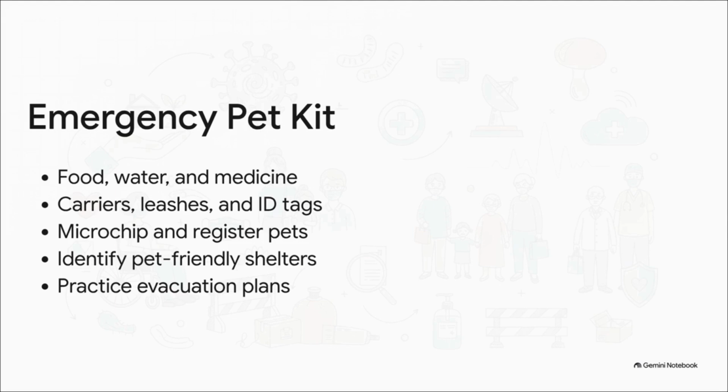Build an emergency kit for your pet. You're going to need extra food, water, and medicine, plus carriers and leashes. Make absolutely sure they have ID tags and are microchipped and registered. And please don't wait for a siren to go off. Pre-identify pet-friendly shelters or hotels today and physically practice your evacuation route. It takes so much of the panic out of the equation when a real emergency hits.